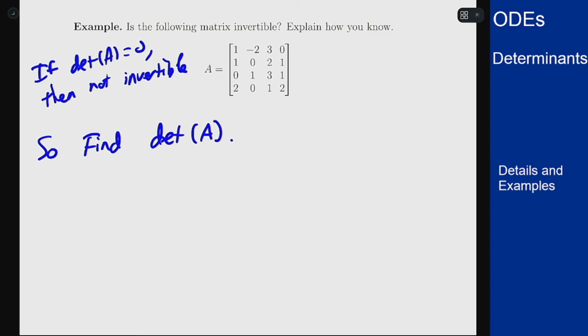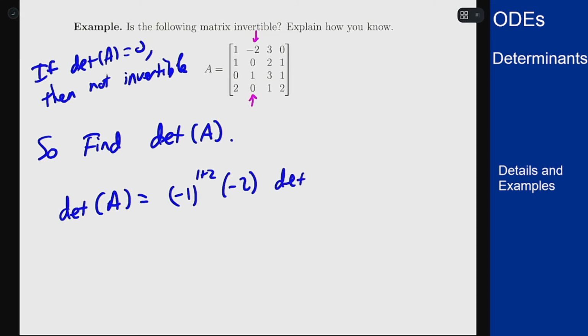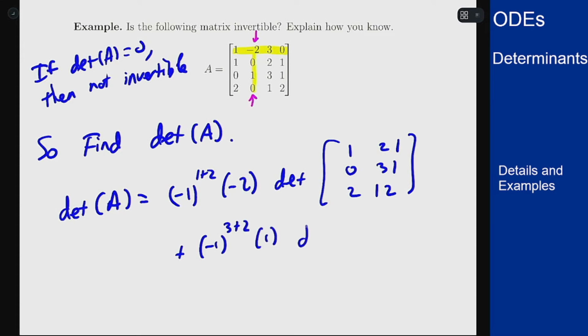What I'm going to do is look for the most zeros I can find to do this with cofactor expansion. And I see this second column here has 2 zeros in it. So I'm going to use that to find my determinant. So determinant of A should be (-1) to the power 1 plus 2 for row 1, column 2, times the -2, times the determinant of the minor, where I want to take out that row and that column, and write whatever's left. And then plus (-1) to the row 3, column 2, times a 1, times the determinant of that minor, where I now remove that row and that column, and write what's left.